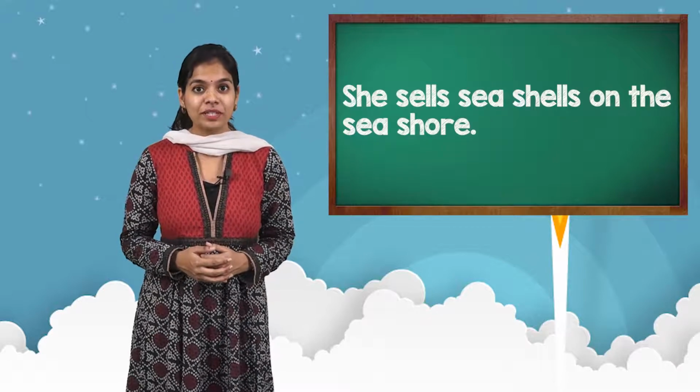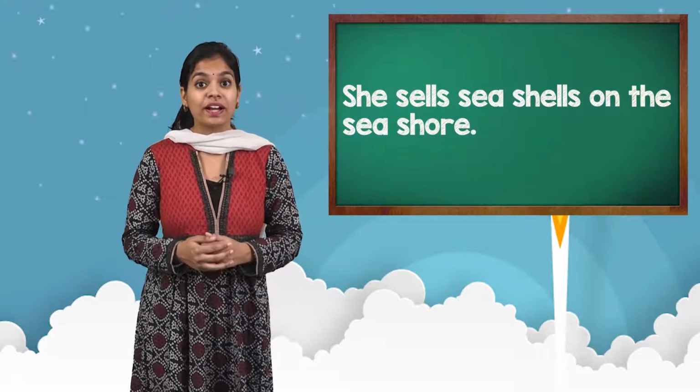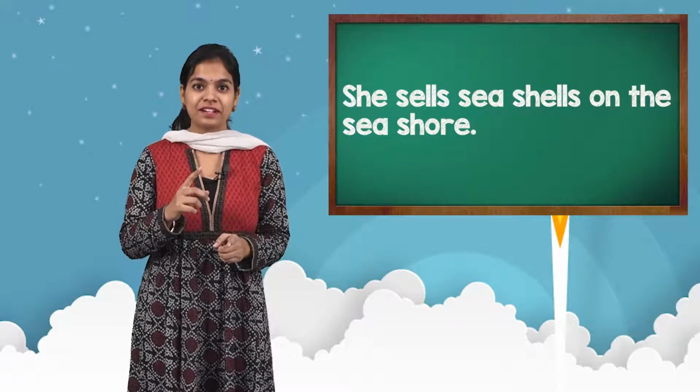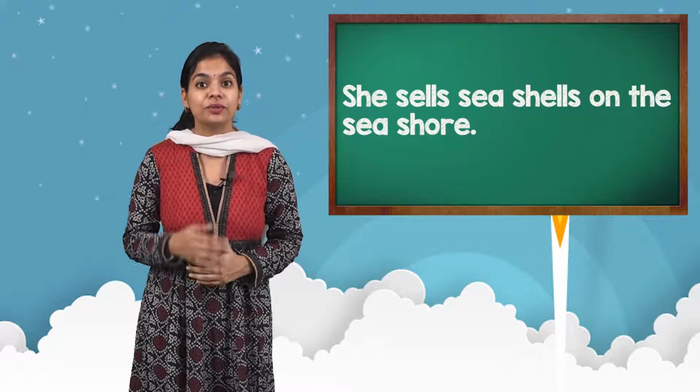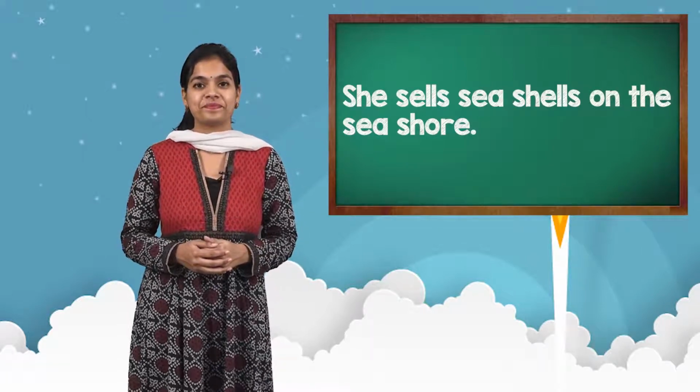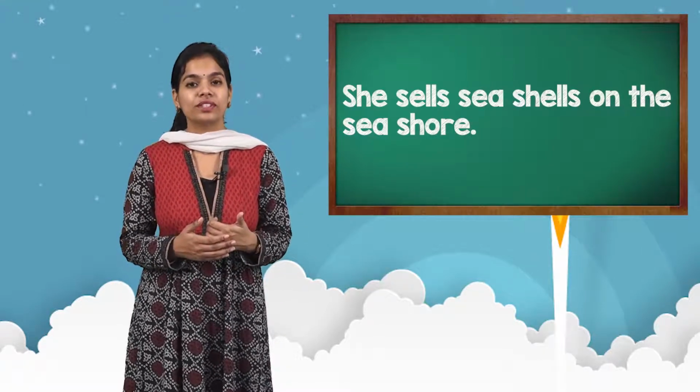Did you say it along with me? Now do you understand why it's called a tongue twister? Let's say this 5 times now and let's try to go a little faster. She sells seashells on the seashore.